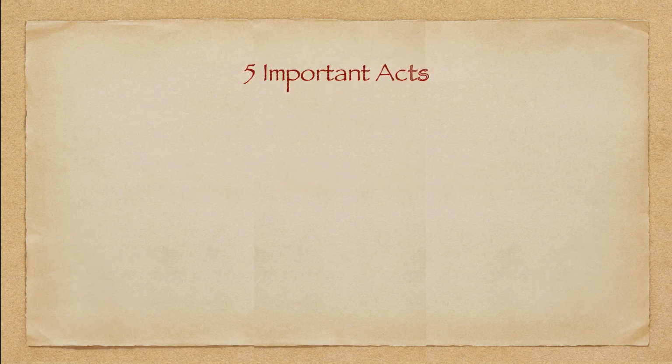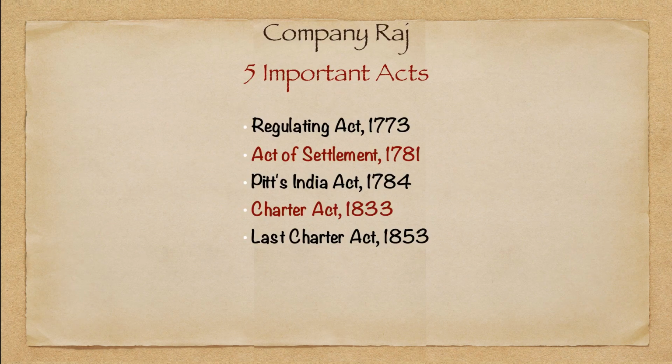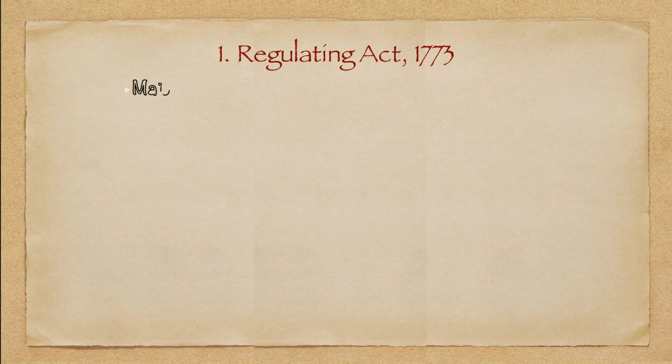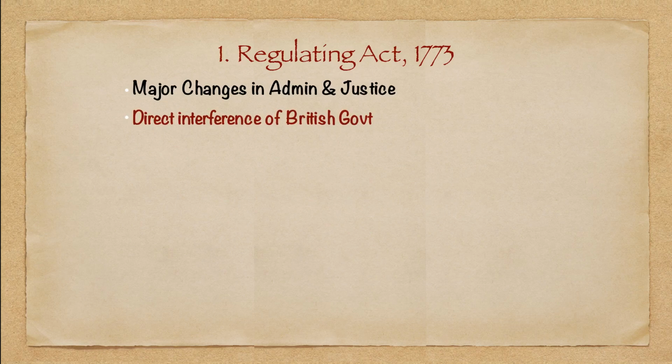There are 5 important acts from the company rule. We will discuss these 5 acts in this tutorial. The Regulating Act of 1773 is the first major act to bring in major changes in administration and justice. And it was the first direct interference of the British government in the affairs of the company.